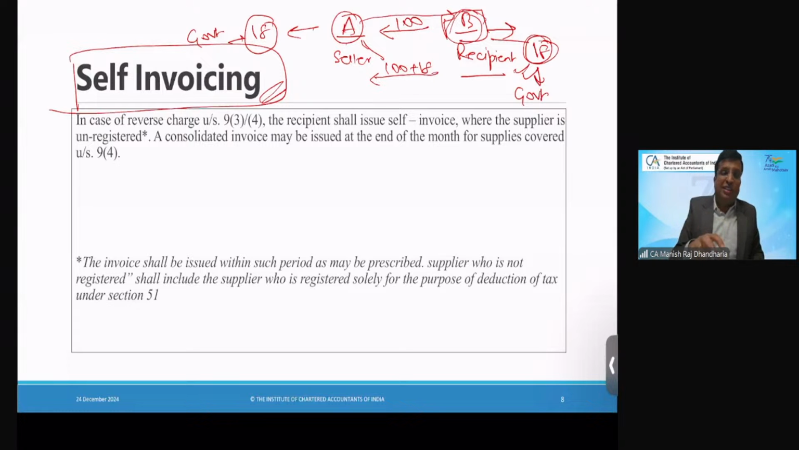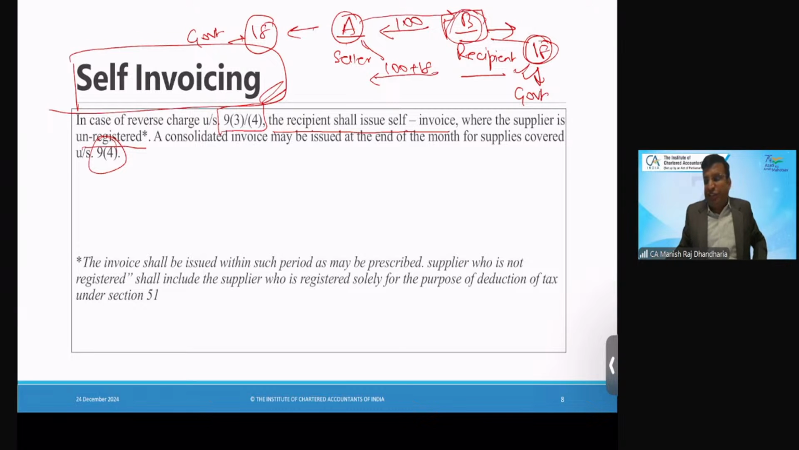This concept will apply only in case of RCM, reverse charge mechanism. Okay, let us read once. In case of reverse charge under section 9, subsection 3 or 4, the recipient shall issue a self-invoice, where the supplier is unregistered. A consolidated invoice may be issued at the end of the month for supplies covered under 9.4.